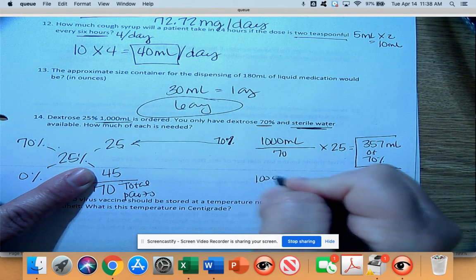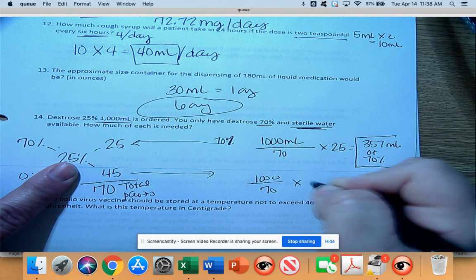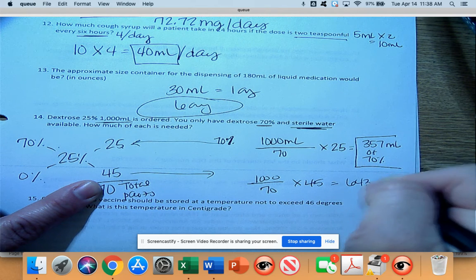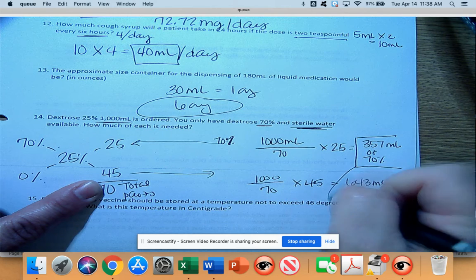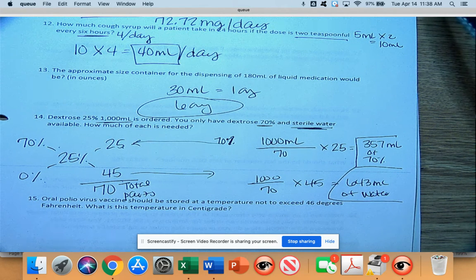And then I'm going to do the same thing for my water. And that's 45 parts here. And I get 643 milliliters of water. Of course, if you add these two together, you should get 1,000 mLs. I'm going to stop there for ease of upload of the video.